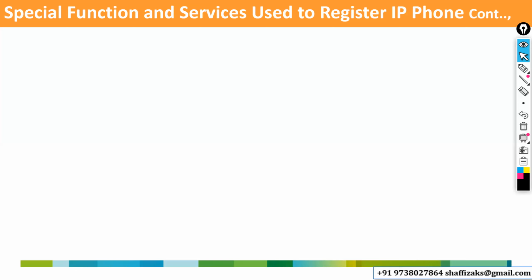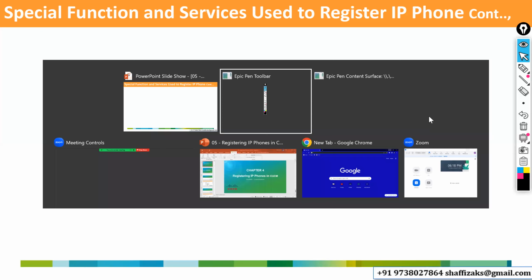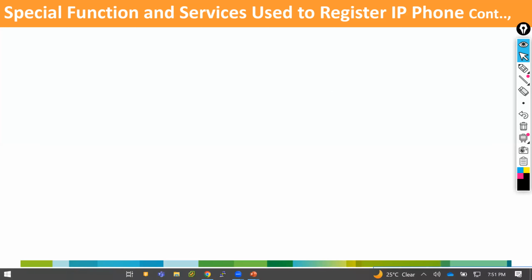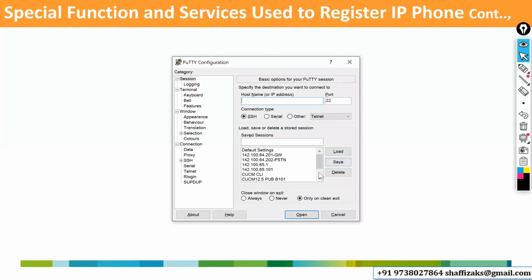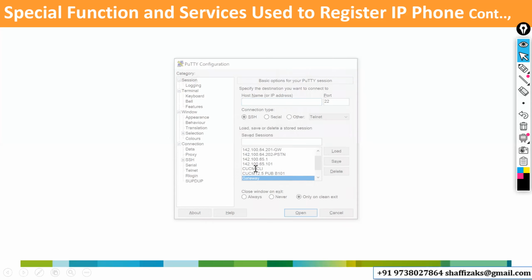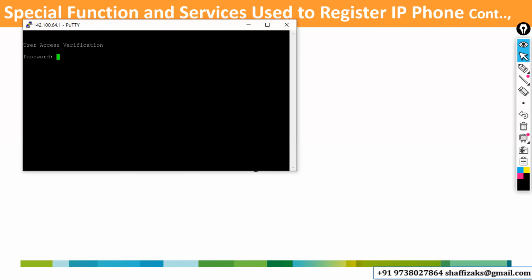So now I'm going to show you how we can configure it on the router. Where is my router? It's gone. Oh my God. Again, go to PuTTY. Then this is my gateway. Access this gateway.